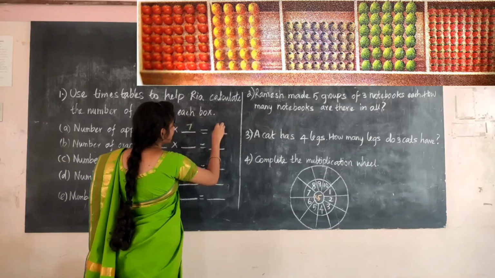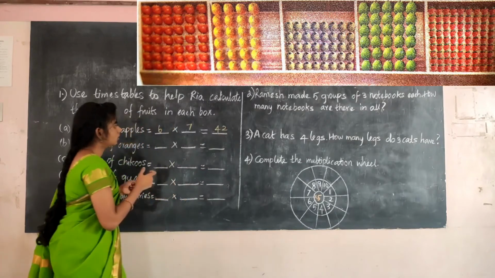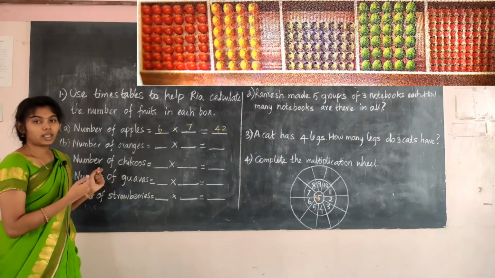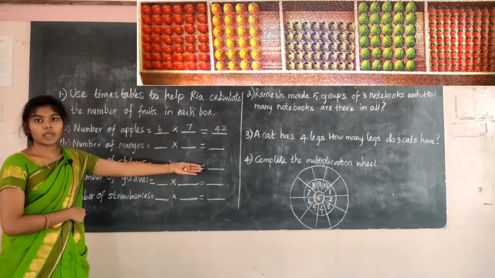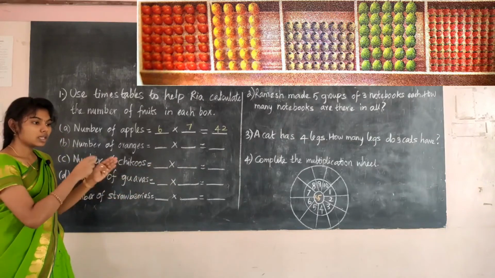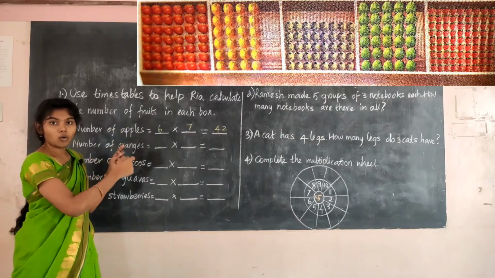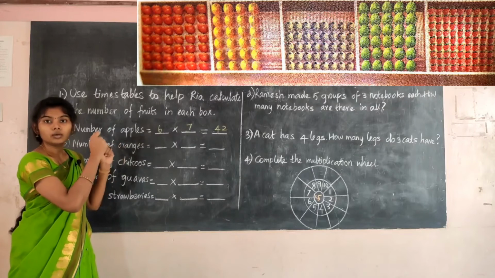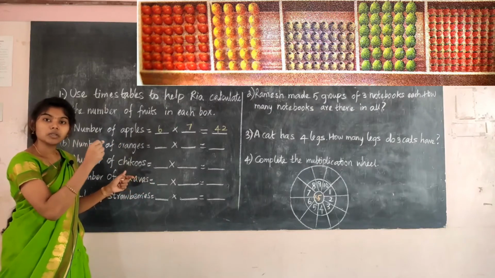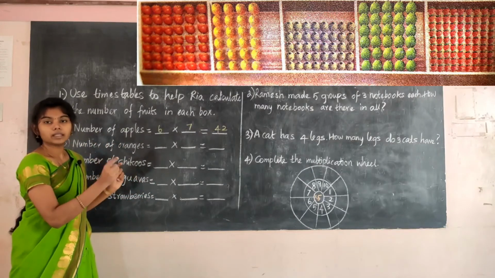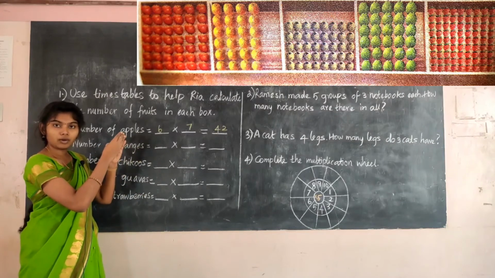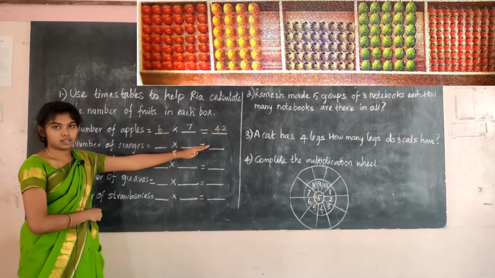So this is how we use multiplication tables. This is the easiest way to find the answer. Just find the rows and columns alone, then you can find the answer. Instead of counting each of the fruits, we can find it this way, by calculating from rows and columns.